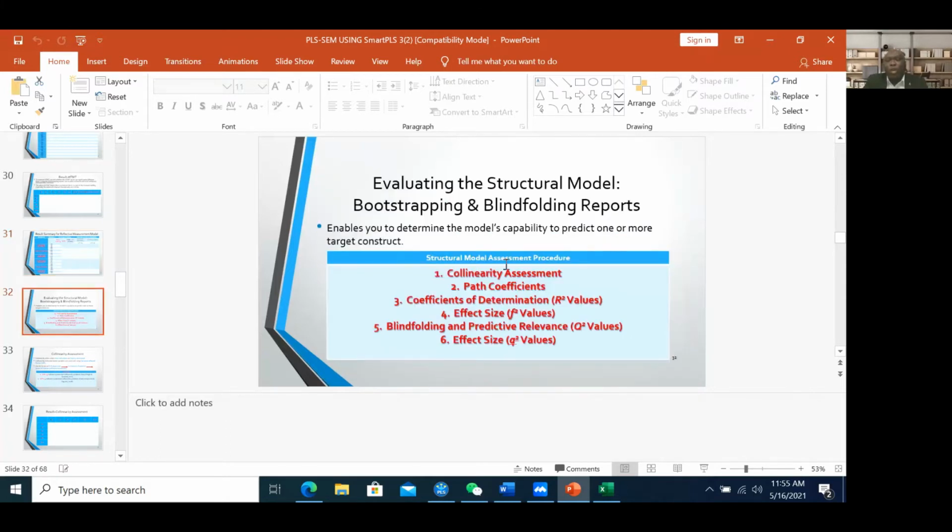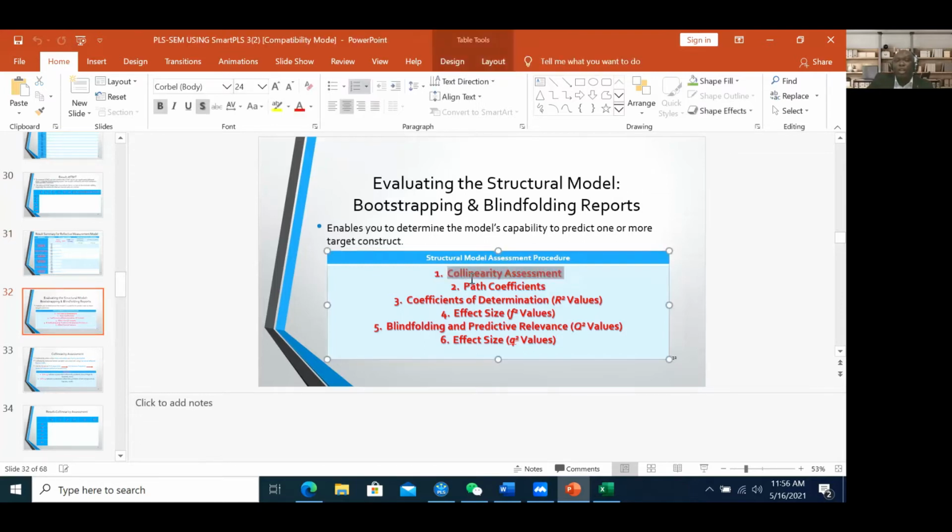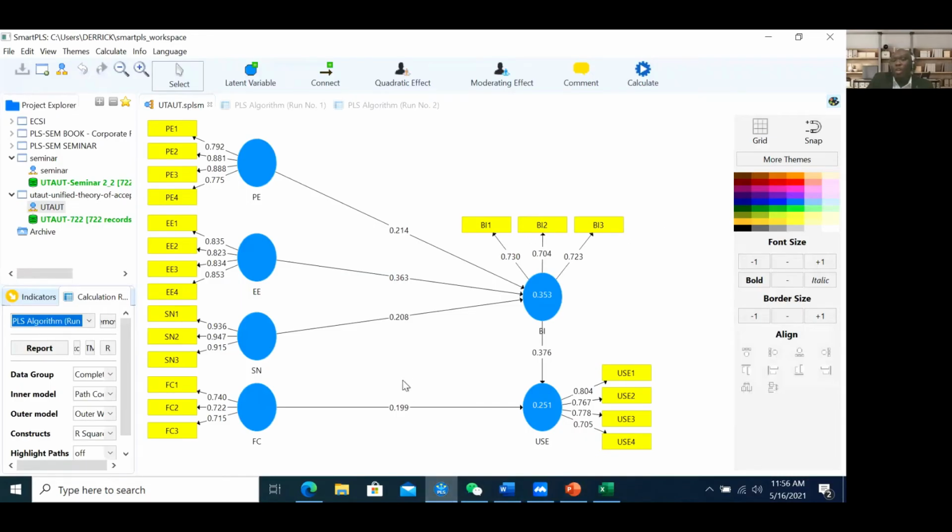The next thing we're going to assess is what we call the structural model. The structural model basically helps you to determine the model's capability to predict one or more target constructs. You're going to assess that using the co-linearity assessment, the path coefficient, the coefficients of determination, that is the R-square values, the F-square values, then the blindfolding, then the effect size Q squared.